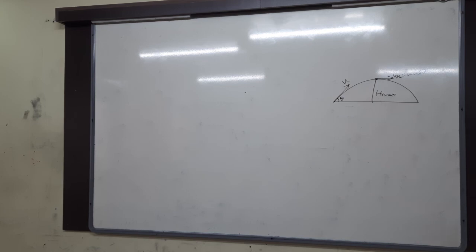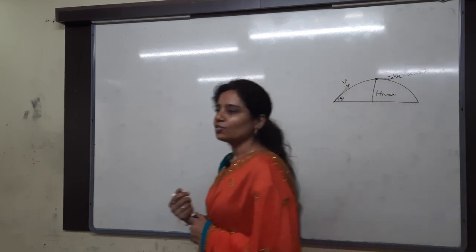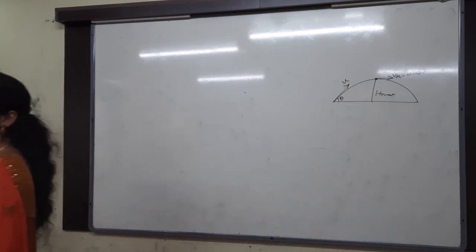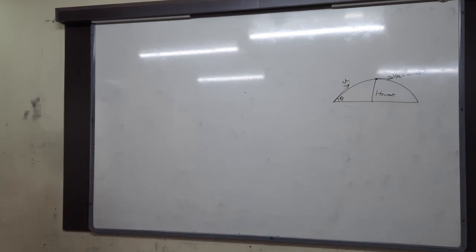Anybody else? Yes. U square sin square theta by 2 is equal to what? Root 2. U square sin square theta by root 2 is equal to what? Left side, what came? Nothing. Everything is equal to that only.